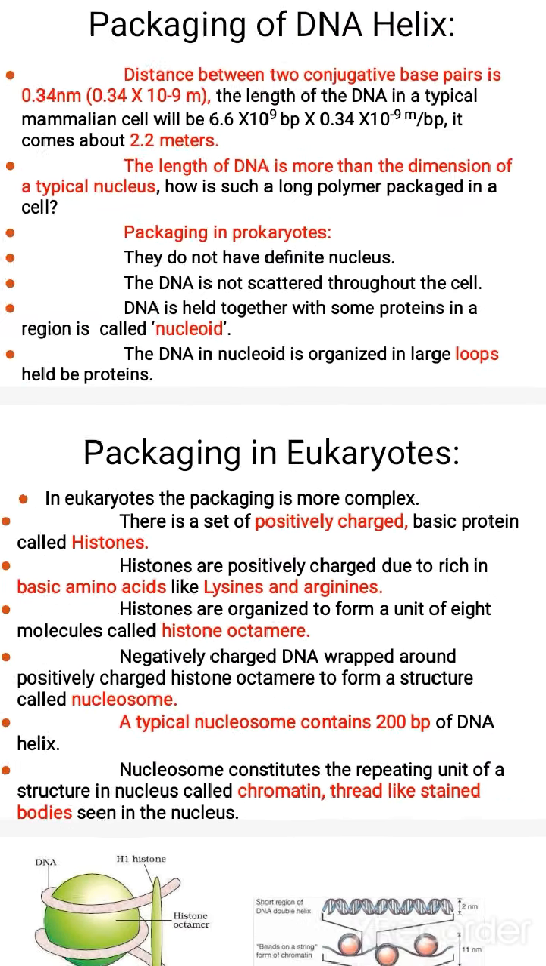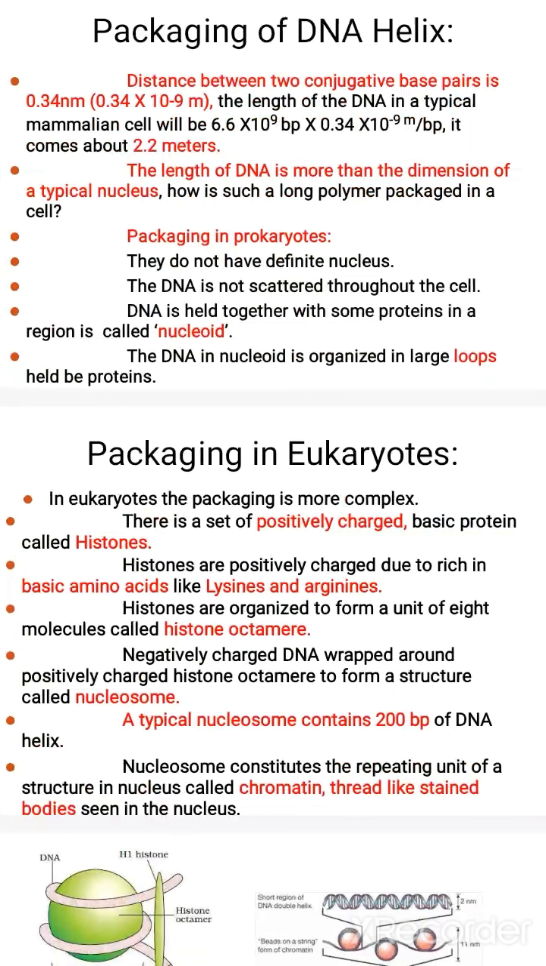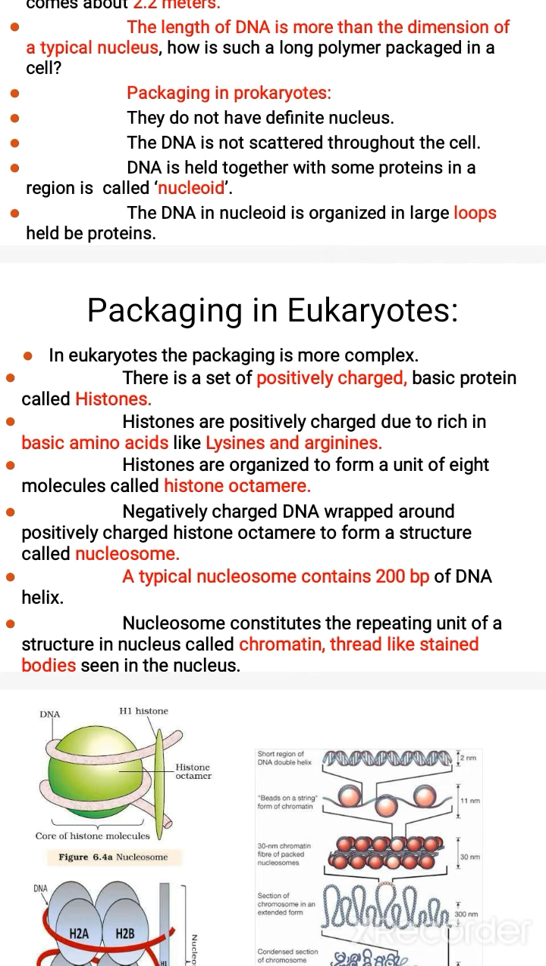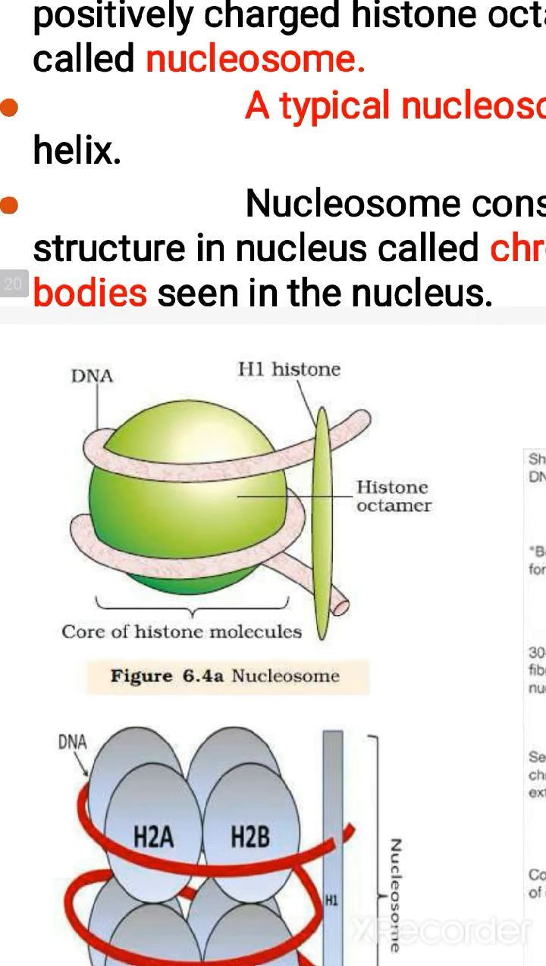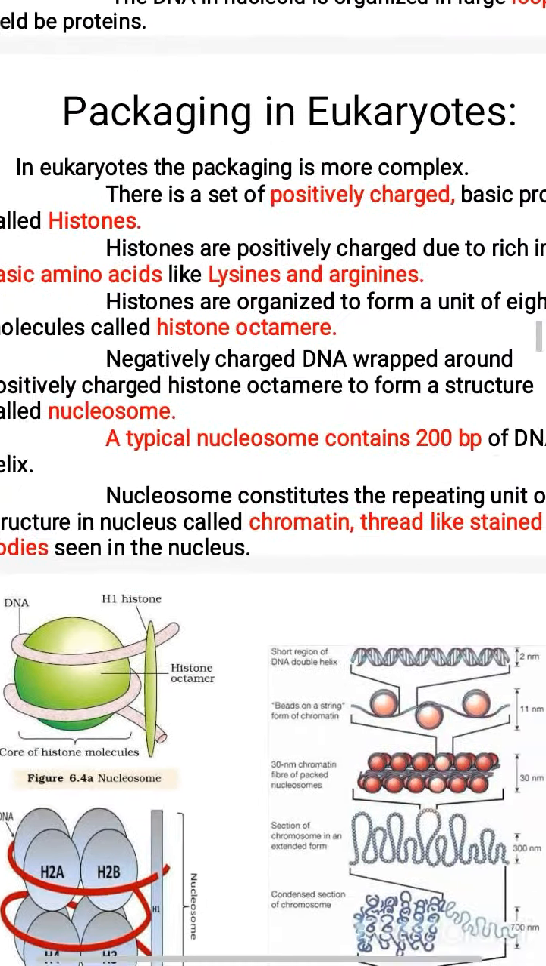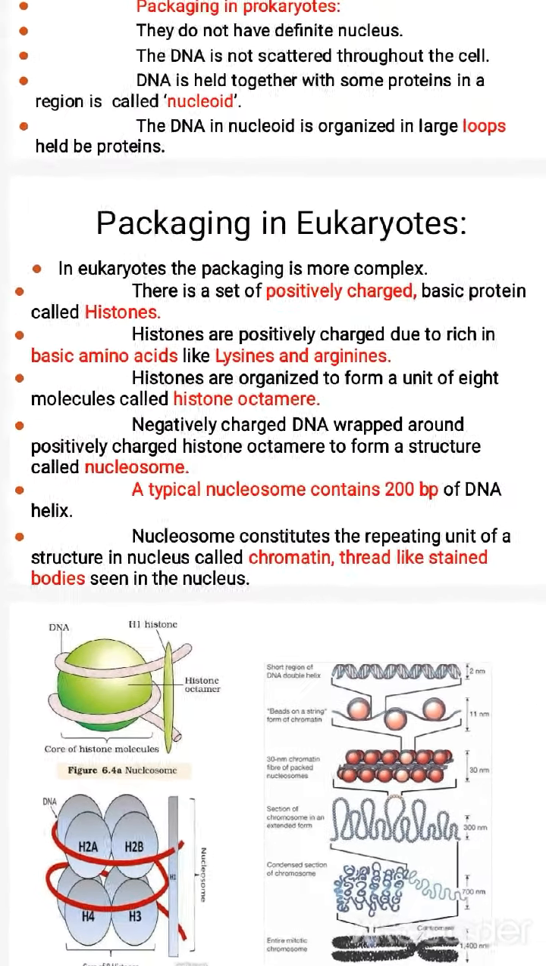In eukaryotes, there is a special packaging method, and that is what we are going to see, in the form of nucleosome. You see the nucleosome, this one. Like that it is coiled together. So how is it formed? Let us see a single nucleosome.